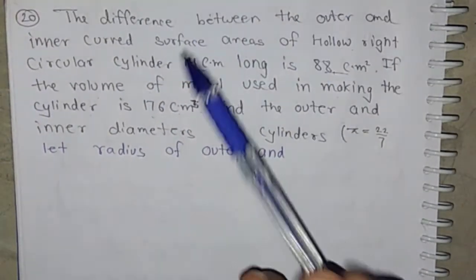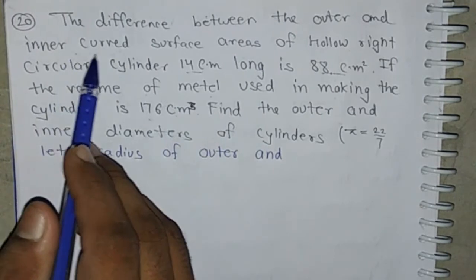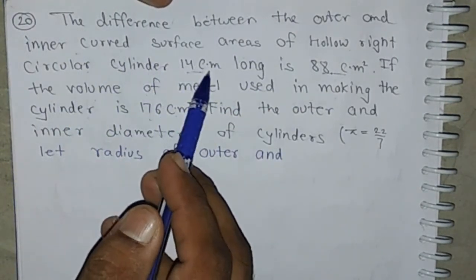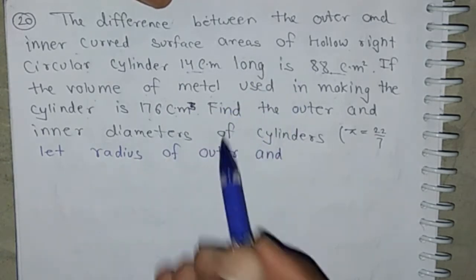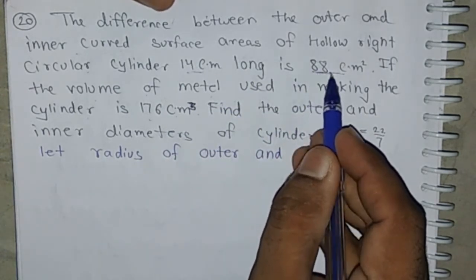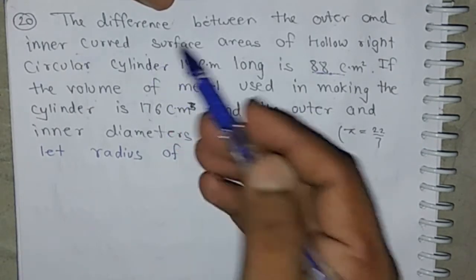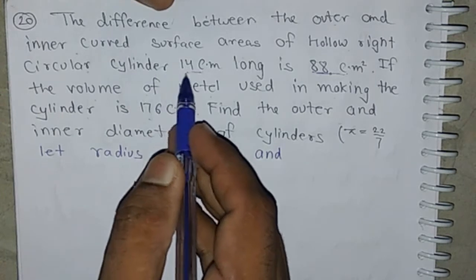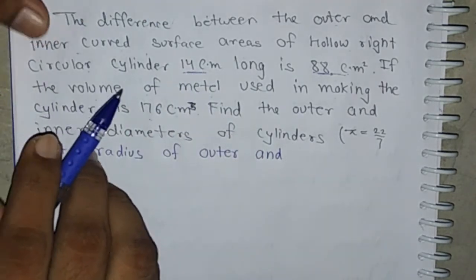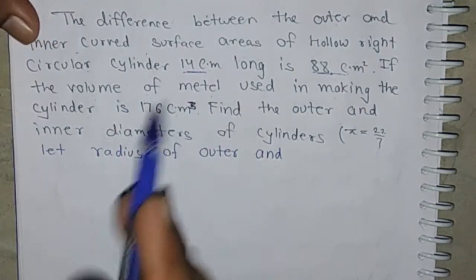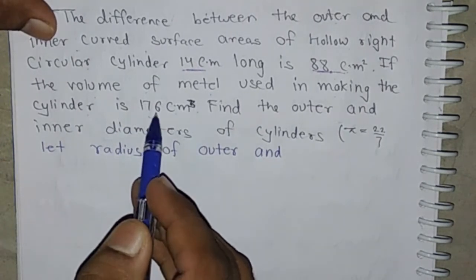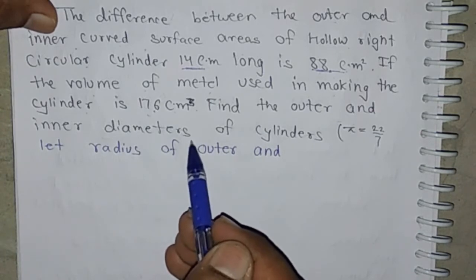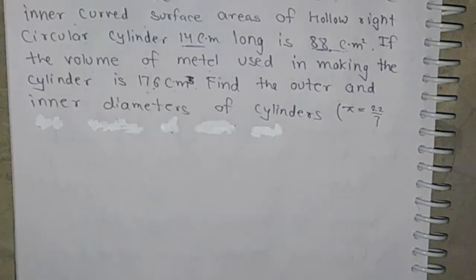Question number 20. The difference between the outer and inner curved surface area of a hollow right circular cylinder 14 cm long is 88 cm². It is the difference between outer and inner curved surface area, 88 cm², and the height of the hollow right circular cylinder is 14 cm long. If the volume of metal used in making the cylinder is 176 cm³, find the outer and inner diameter of the right circular cylinder.